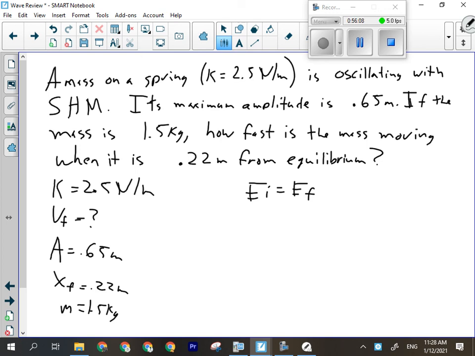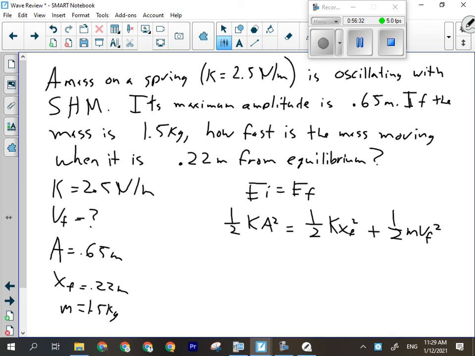All right, so I'm just going to go 1/2 Ka squared. Okay, that's my initial energy. At the second point, I'm not at equilibrium, and I'm not at the maximum amplitude, so I have both kinds of energy. So I'm going to have 1/2 Kxf squared plus 1/2 mvf squared. All right, so that's what I've got there.